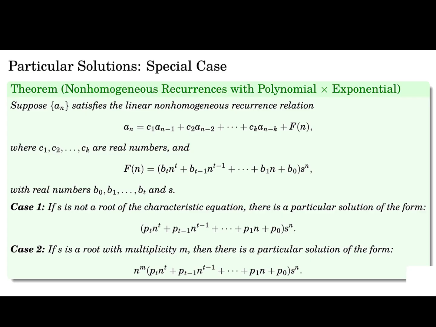So there are two cases. If s is not a root of the characteristic equation, then you have a particular solution of this form. And now if s is a root with multiplicity m, it's essentially a solution of this form, but you need to multiply by n to the power of m.